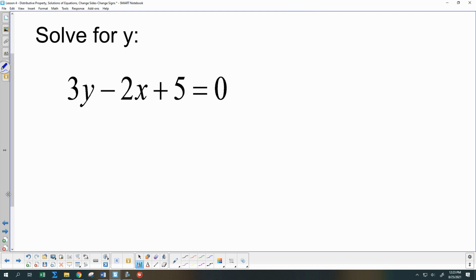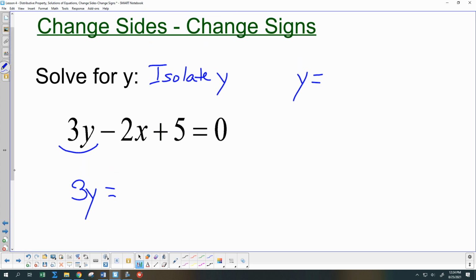So solve for y. That means isolate y. That means get to where you have y equals. Y is going to be equal to some formula with an x in it because I've got 2 variables and I've only got this one equation. So I need to get all the y's on one side, that's my only y, and everything else on the other side. So I'm going to leave the 3y there, and if the 2x goes to the other side, change signs: instead of a minus 2x, it's a plus 2x on the other side. Instead of a plus 5 on the right, it is a minus 5 on the left.